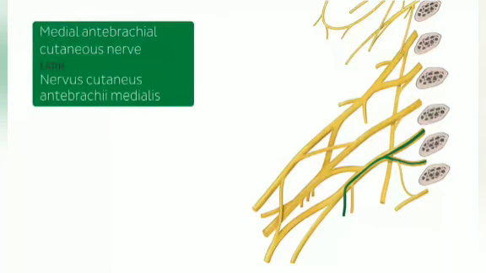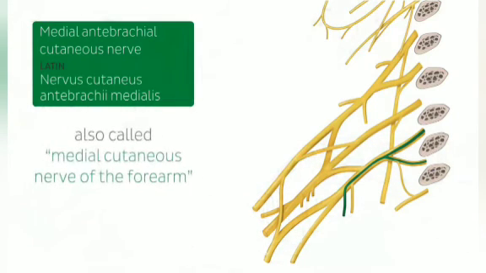The second of the 2 nerves that serve entirely as cutaneous nerves is the medial antebrachial cutaneous nerve, which is also called the medial cutaneous nerve of the forearm. As we can see in this image, this nerve originates just distal to the origin of the medial cutaneous nerve of the arm, which we can see here. It passes out of the axilla and then continues down the arm, providing innervation to the skin over the medial surface of the forearm.